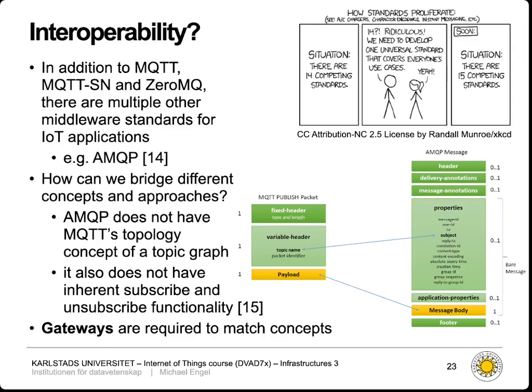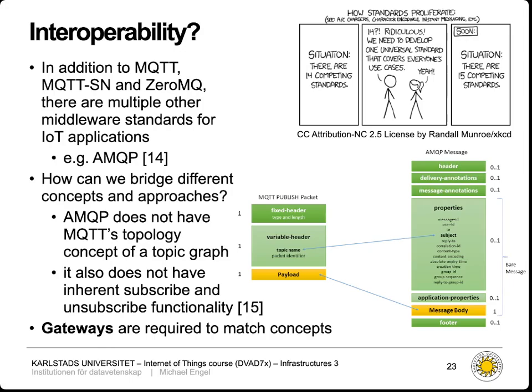So for example, AMQP does not have the topology of a hierarchical organization of topics or a topic graph that we've seen in MQTT. It also does not have inherent subscribe and unsubscribe functionality. So we've seen typical MQTT messages in green on the left, and the more complex AMQP messages on the right. So again, we need a gateway also here to translate and match these concepts.